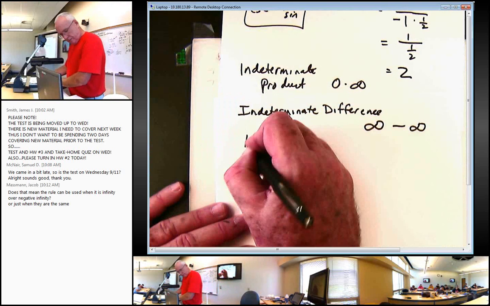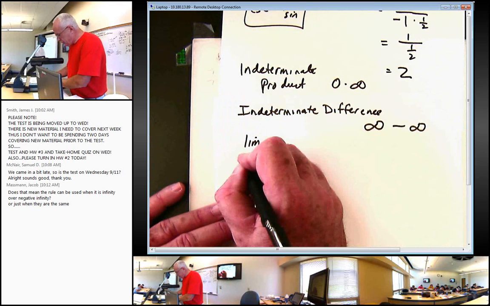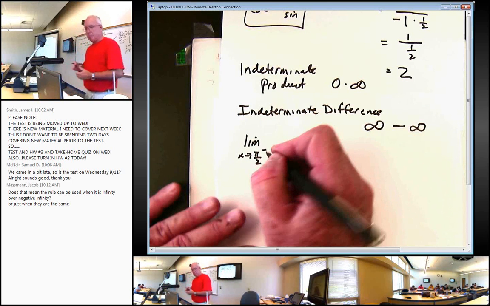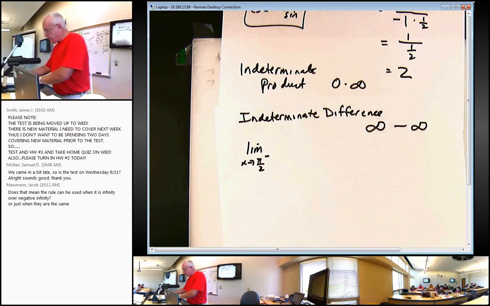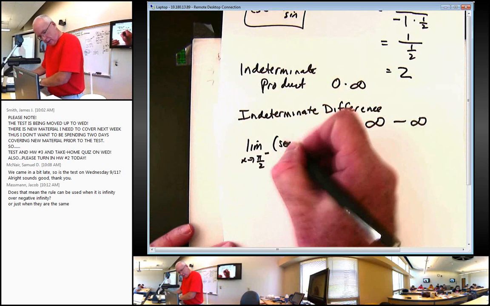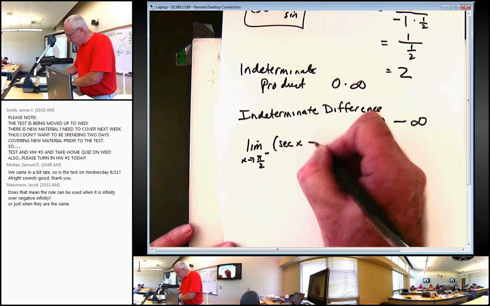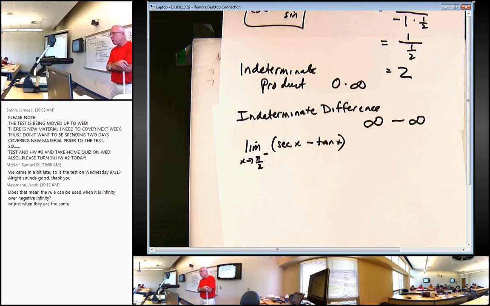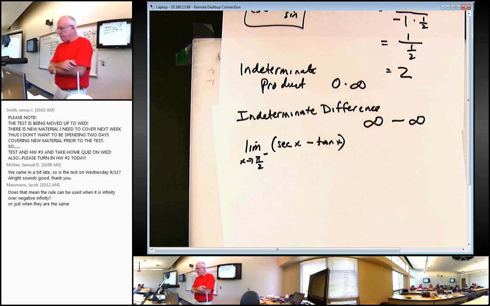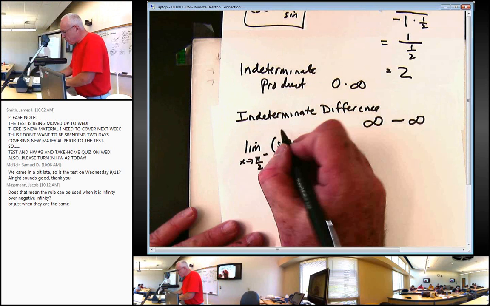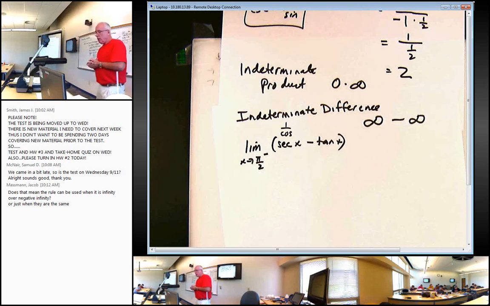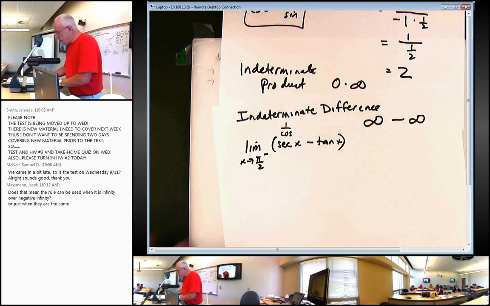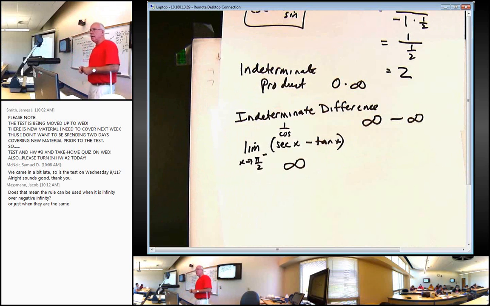The limit as x approaches pi over 2 from the minus side of the following: the secant of x minus the tangent of x. All right. So let's see what we get here. The secant we know is 1 over the cosine. The cosine of pi over 2 is 0. So this right here is going to be an infinity at the limit.